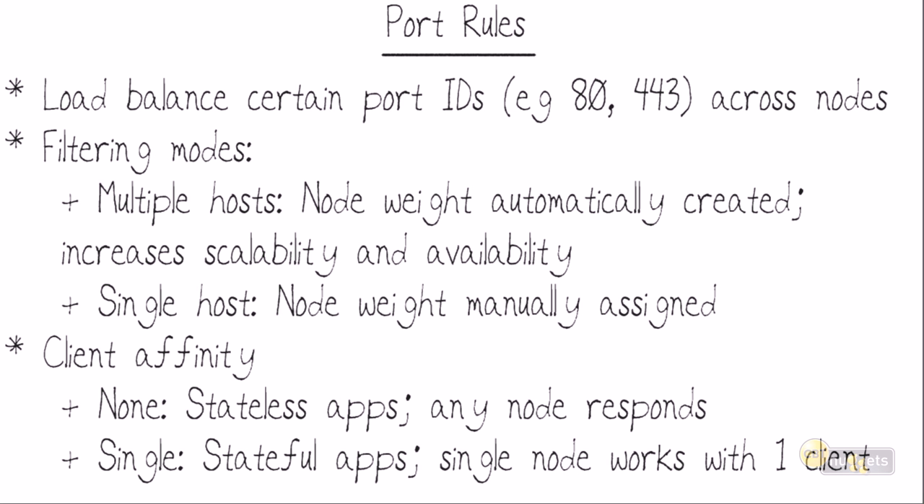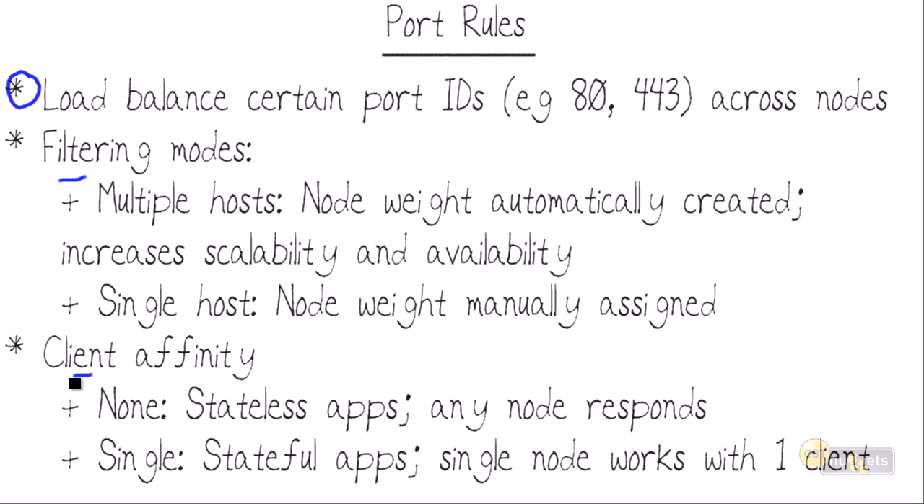Now, I mentioned that port rules represents the chief way that administrators can get in there and make NLB work your way. The idea with port rules right off the bat is that we can cut down on the muscle or overhead that the NLB is being asked to load balance by looking only for certain port IDs. For instance, web services, 80, 443, etc. across your nodes. And there's two sub-customizations besides just cutting down on the ports that are being load balanced. We have what are called filtering modes and client affinity.